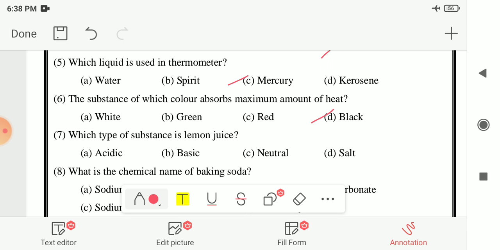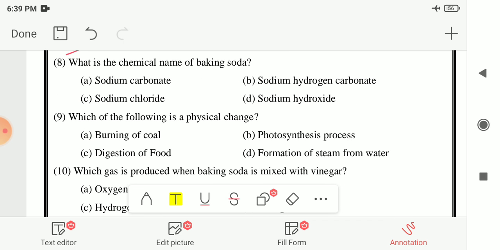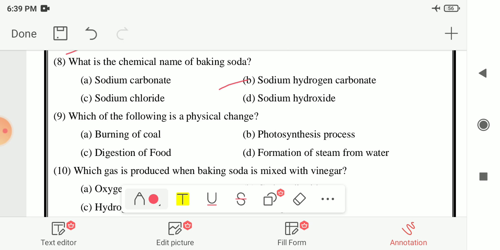Next, seventh number, which type of substance is lemon juice? The options are acidic, basic, neutral or salt. So here your answer is option A, acidic. Lemon juice is acidic in nature. Next, eighth number, what is the chemical name of baking soda? The options are sodium carbonate, sodium hydrogen carbonate, sodium chloride or sodium hydroxide. So here your answer is option B, that is sodium hydrogen carbonate. It is the chemical name of baking soda.